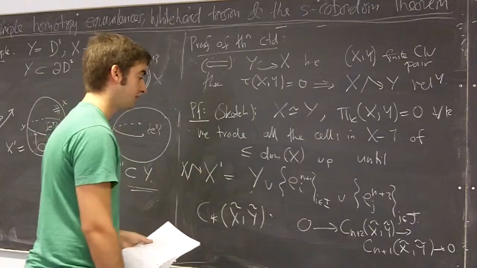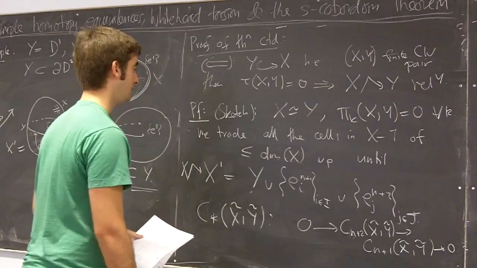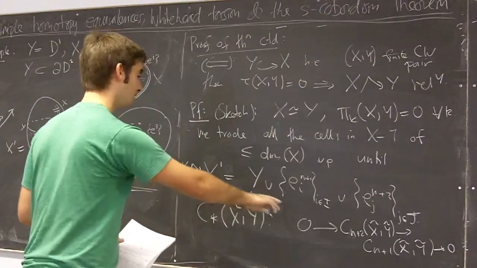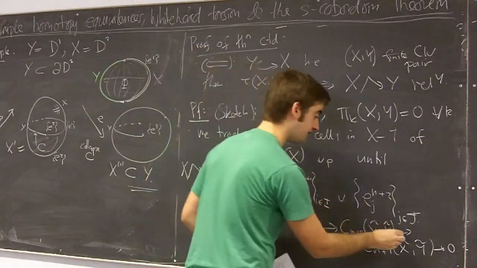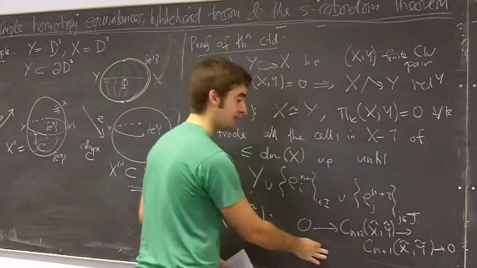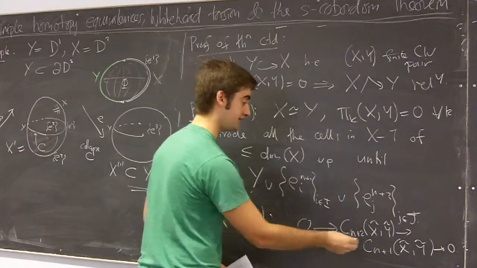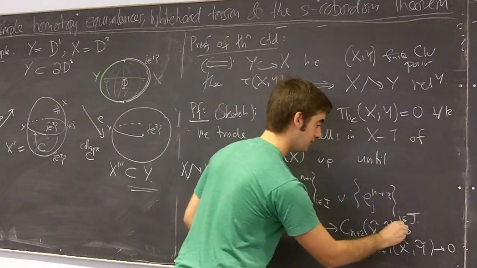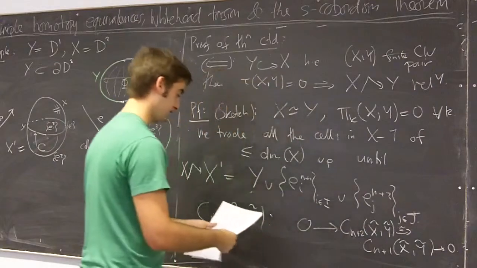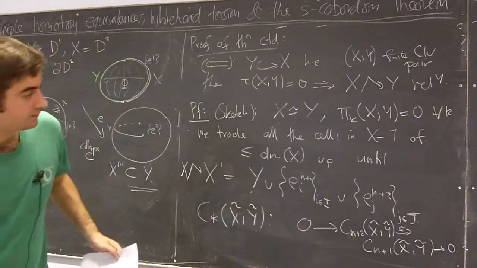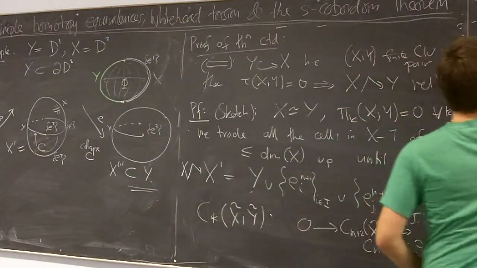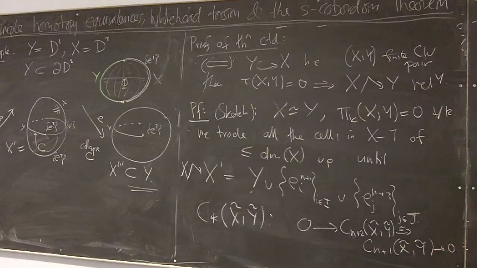And we know that the homology of this chain complex has to be 0, and in particular this chain complex being chain contractible is the same as this map here being an isomorphism. So let's finish this off.